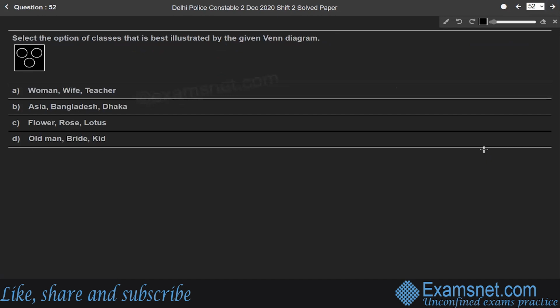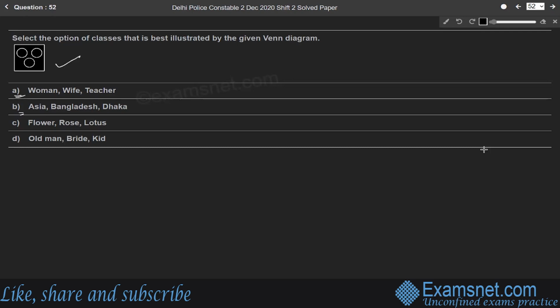Question 52. Select the option of classes that is best illustrated by the given Venn diagram. The given Venn diagram is like this. As in the given Venn diagram, no circle touches each other, right? So the required classes should be such that there is nothing common between them. In option A, woman, wife, and teacher. Any woman can be a wife as well as a teacher. So they are related to each other. Hence option A is not an answer.